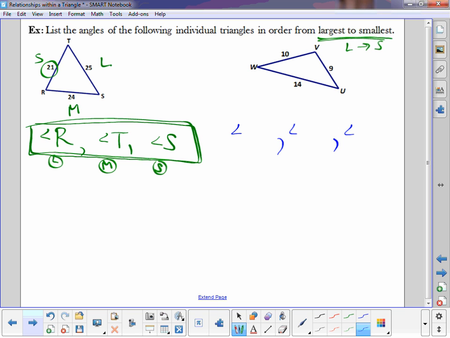Alright. Again, we're going from largest to smallest. What is my largest angle? B. B. Good. Medium angle? U. And smallest angle? W. Alright, are we good with that? Okay. So now let's take a look at the next couple problems.